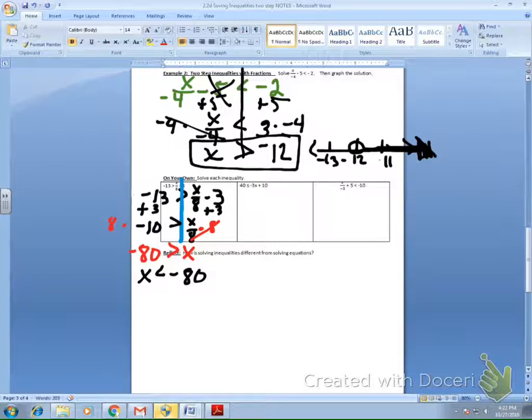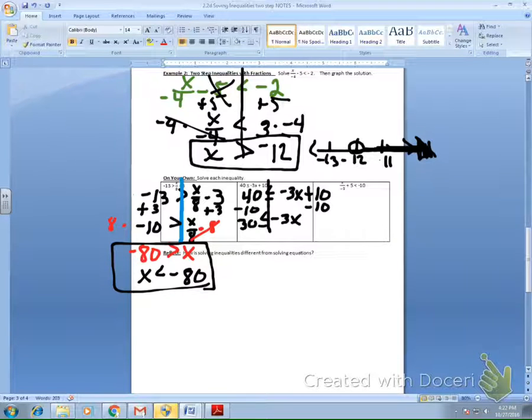So as long as my alligator, if you think of the alligator eating the bigger number, as long as the alligator is still facing the same way, then I can put my x on the left-hand side of the inequality. For me, that makes it a little bit easier to graph. So either answer is fine. It does not matter to me. Typically, most mathematicians have their variable on the left-hand side, especially when we're talking about inequalities.